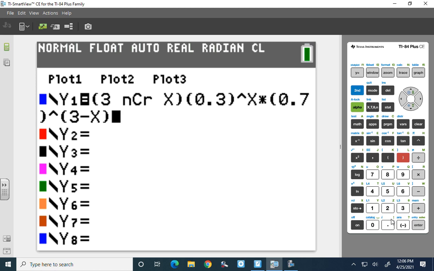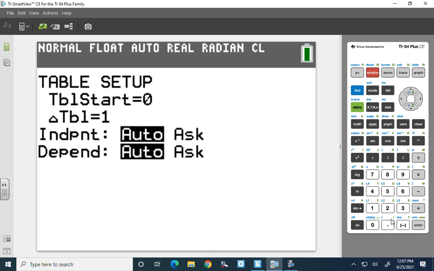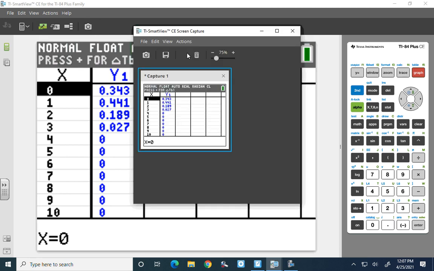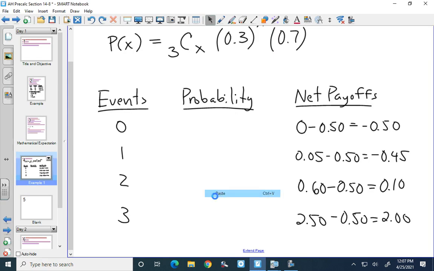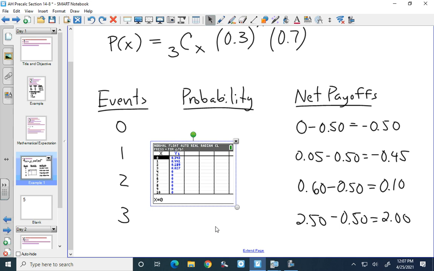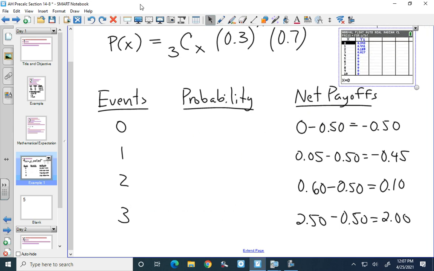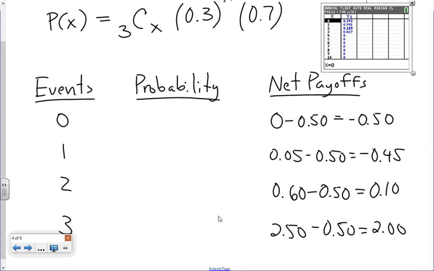All right, so if we go to our table, set up, and start out at 0 and go by 1, that would be just fine there. There's our values. All right, in fact, I'm just going to grab a picture of that. And we can fill in our table now. Just trim this down a little bit, and I'll slide it over here so I can see it. All right. So let's fill in those values. So if you make 0 shots, there's a 34% chance that's going to happen.